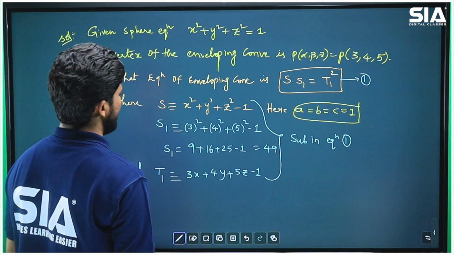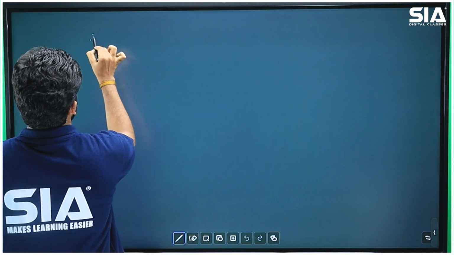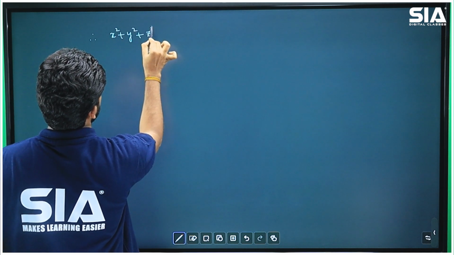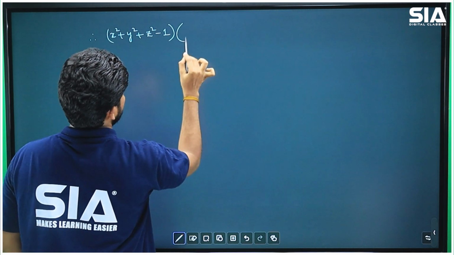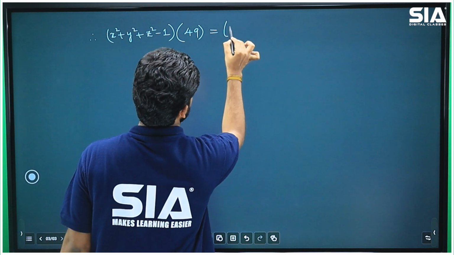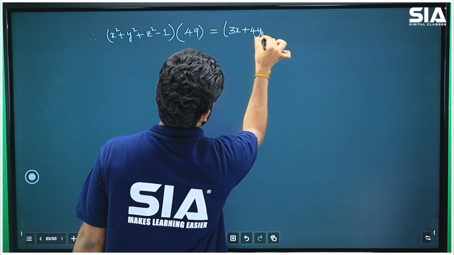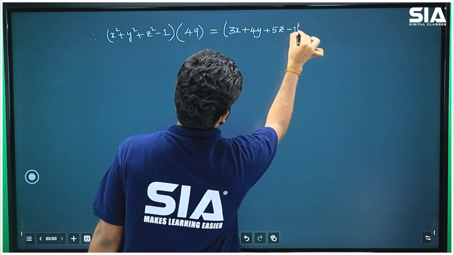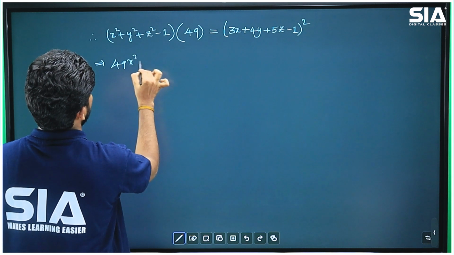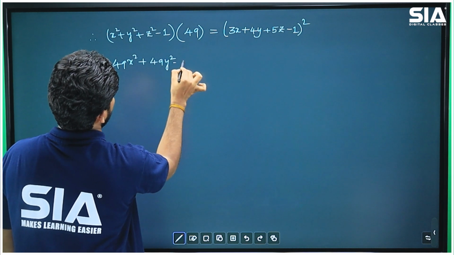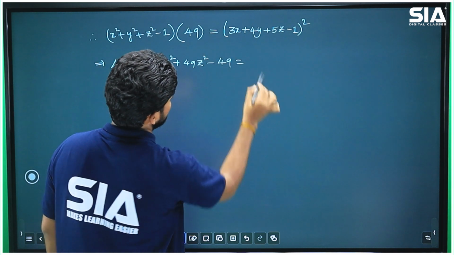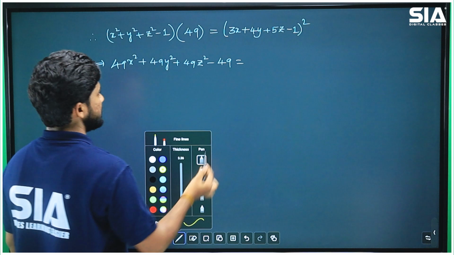So now I am substituting the values. Observe carefully. S means x square plus y square plus z square minus 1. This is the S. S suffix 1 means 49 is equal to T suffix 1. What is the T suffix 1? 3x plus 4y plus 5z minus 1 whole square. Now multiply with 49: 49x square plus 49y square plus 49z square minus 1 into 49 is equal to, see here, a plus b plus c whole square formula.